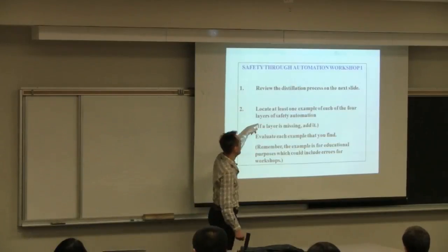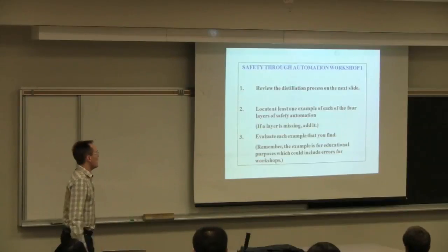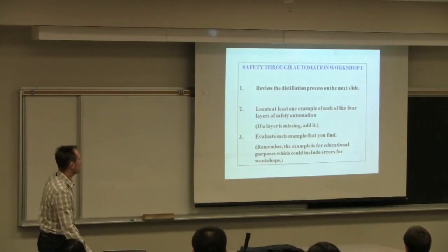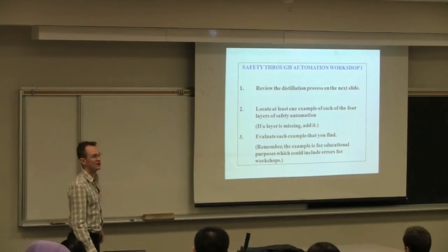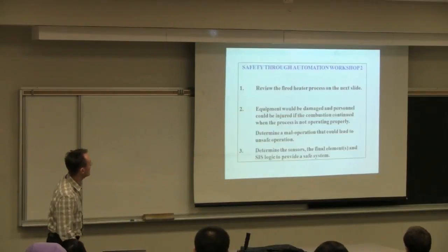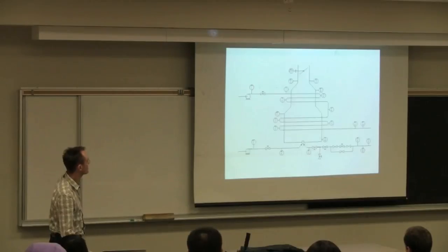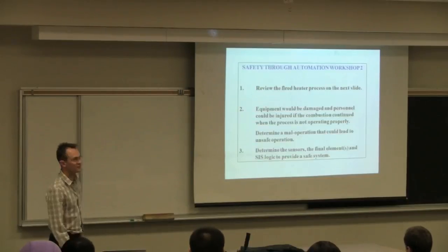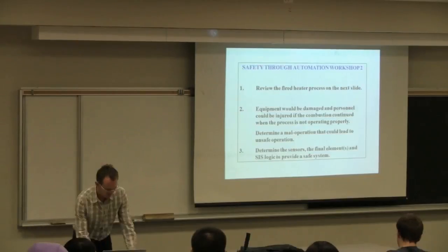So locate examples of those in that drawing, and he says that if it's missing, add it. Then evaluate the examples that you find. By that it means, is it effective? Is it going to work? Or how would you change it? And remember, he said that there may be errors in that thought. So take a look at those in your own time. This will be a good practice for the final exam. And then there's a second one as well for a fire heater. Same idea. So those were the last four slides in the section on the safety hierarchy that we can go through.